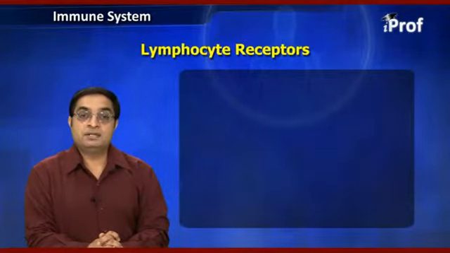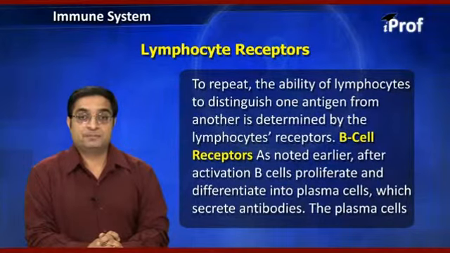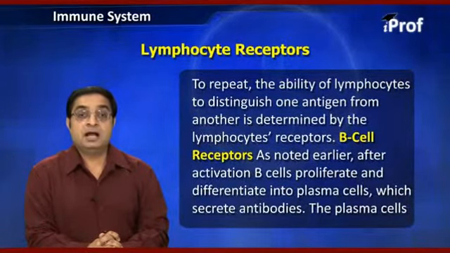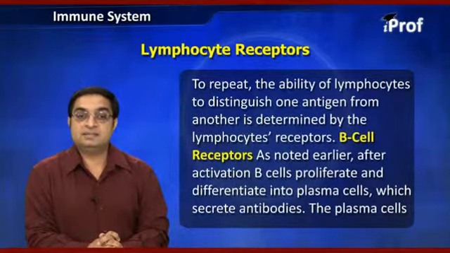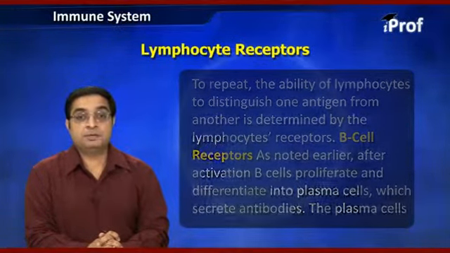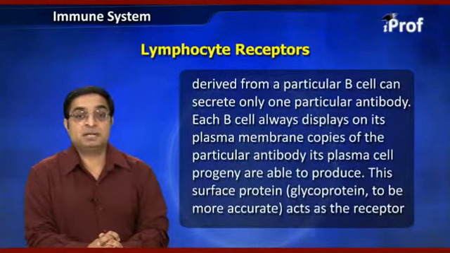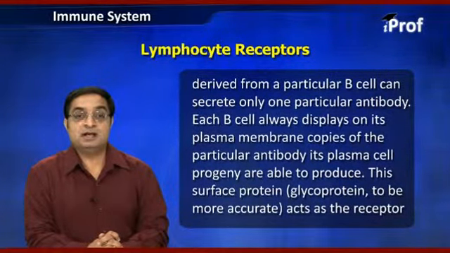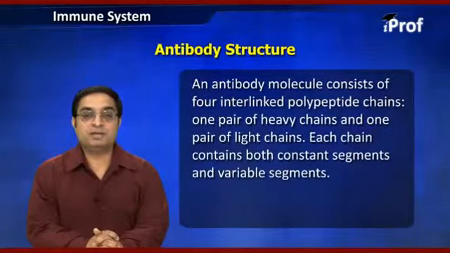To repeat, the ability of lymphocytes to distinguish one antigen from another is determined by lymphocyte receptors. B cell receptors: as noted earlier, after activation, B cells proliferate and differentiate into plasma cells, which secrete antibodies. The plasma cells derived from a particular B cell can secrete only one particular antibody. Each B cell always displays on its plasma membrane copies of the particular antibody its plasma cell progeny are able to produce. This surface protein, that is glycoprotein, acts as the receptor for the antigen which is specific to it, also called constant region and variable region.